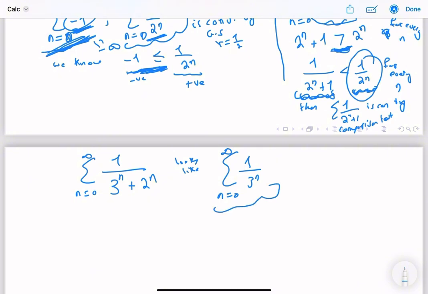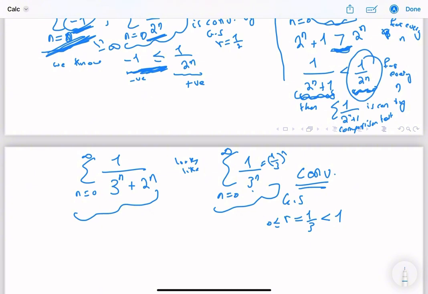Because you know that this is a geometric series with r equal 1 over 3, because this thing is equal to 1 over 3 to the n, right? And 1 over 3 is less than 1. It's also positive, and thus this series is convergent. So you know that that is convergent, but this is not of this form. How can we show that this is actually convergent?